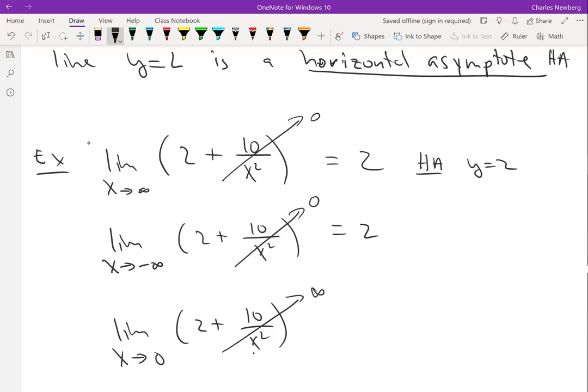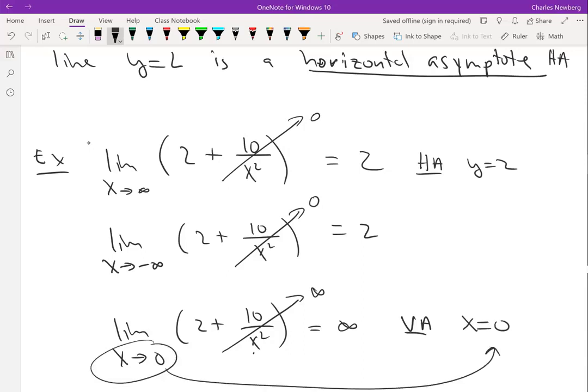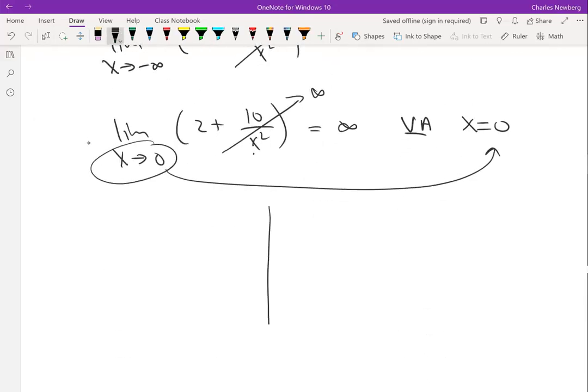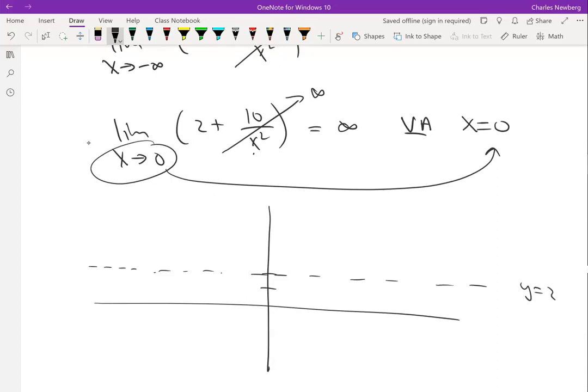What's 2 plus infinity now, class? Infinity. So what is this? This is infinity. What does that say? We have a vertical asymptote at what? X equals 0. Okay, so what do I already know? I know the following. Here's 1, here's 2. I know I have a horizontal asymptote at what? Y equals 2.